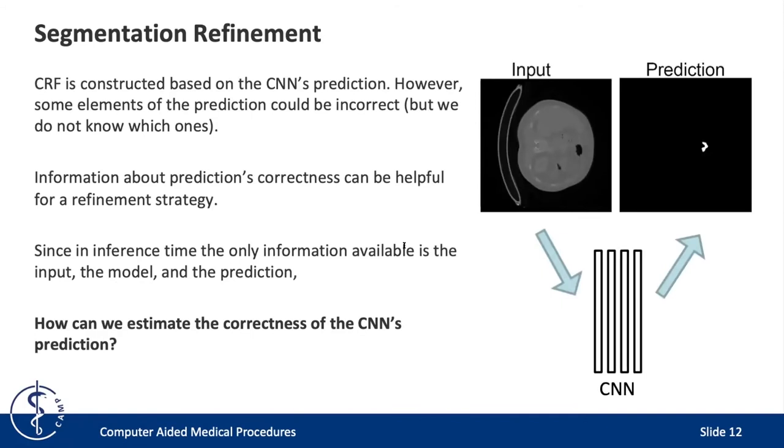This is, again, a recapitulation of what we mentioned before. CRF is constructed based on the CNN predictions and considers intensity similarities and spatial similarities. However, some elements of the prediction could be incorrect. The thing is that we don't know which ones. This is the only information that we have available, as we mentioned before. We have the input, we have the pre-trained model, we know the model, so we can do whatever we want with the current state of the model, and also we have the prediction. And the question is, how can we estimate the correctness of the CNN prediction?